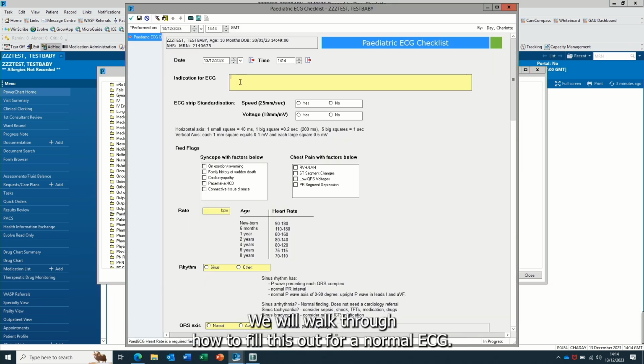We will walk through how to fill this out for a normal ECG. First, enter the indication for an ECG, e.g. seizure, syncope, chest pain. Following this, enter the speed and voltage. You then have the chance to enter any red flags associated with chest pain or syncope. Underneath this you can enter the rate. There are normal ranges provided for reference.